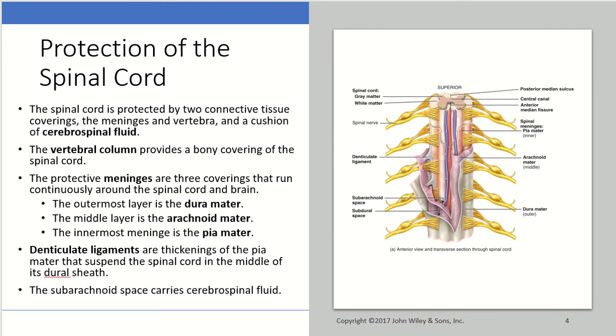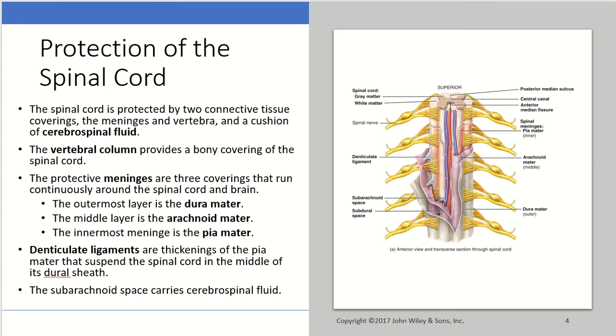The spinal cord is going to have two main protective layers that are made up of connective tissue. These are the meninges and the vertebra, and then there's also going to be a cushion of cerebrospinal fluid in there as well. So there are really three layers total of protection there. The vertebral column is going to provide a bony covering for the spinal cord. And then the protective meninges are going to be three coverings that are going to run continuously around both the spinal cord and the brain.